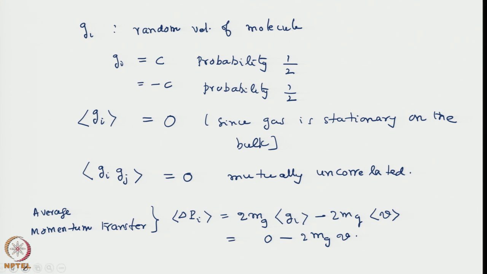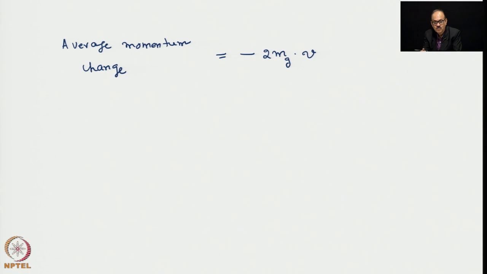So, this is a very important result. The average momentum transferred is equal to minus 2 mg into V, which is in the opposite direction of the velocity of the particle. If the particle is moving in the forward direction, then the momentum change is negative. If the velocity is in the backward direction, the change is positive. So, it is basically in the direction opposite to the velocity. This now throws us a hint on the origin of viscous drag without using the Navier-Stokes equation. We have considered average momentum change per collision.